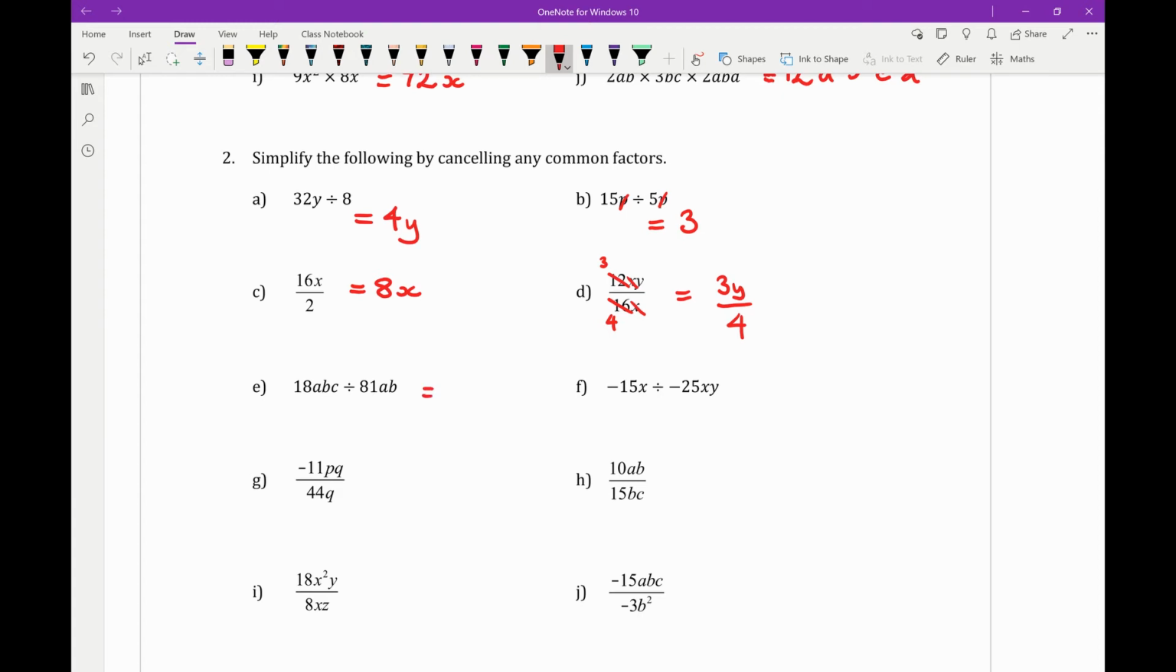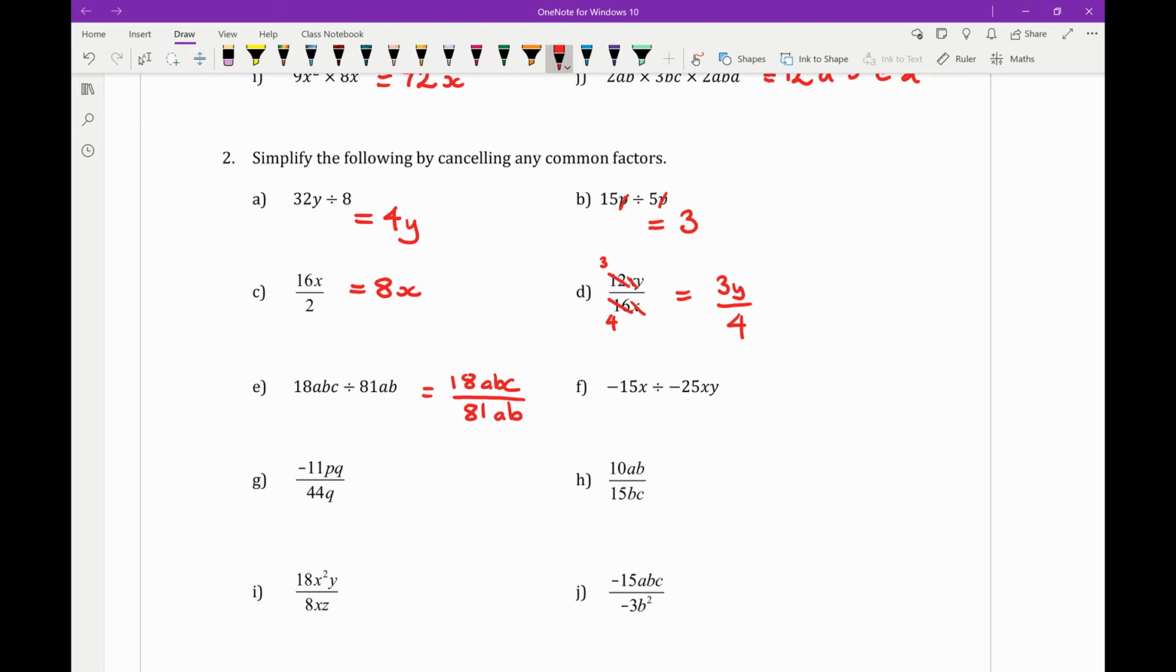So that would mean that I'd write it as 18abc over 81ab. So just changing from the divide sign to turning it into a fraction. Okay, now like we did in D, we want to cancel or simplify whatever we can. So you can use your calculator to simplify the numbers if you like. You can type in 18 over 81 and press equals.